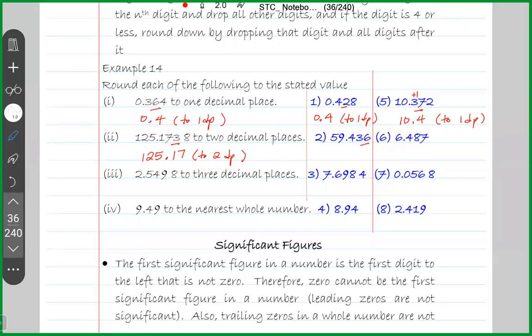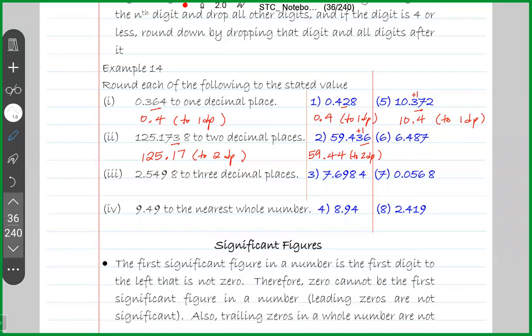Now, if the digit I'm considering is 5 or more, I must add 1 to the digit before it. Since the digit I'm considering here is a 6, I'm going to add 1 to the digit before it, which is a 3, making my answer 59.44 to 2 decimal places.